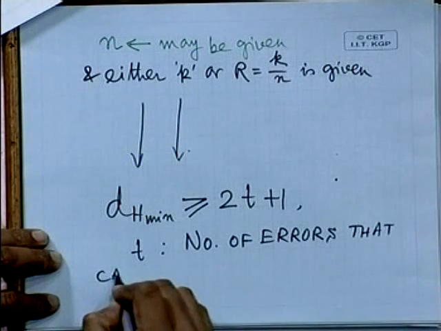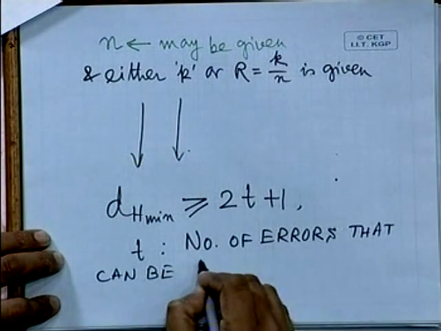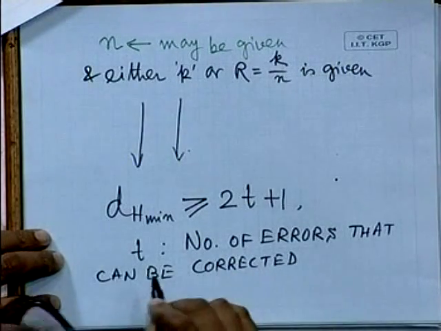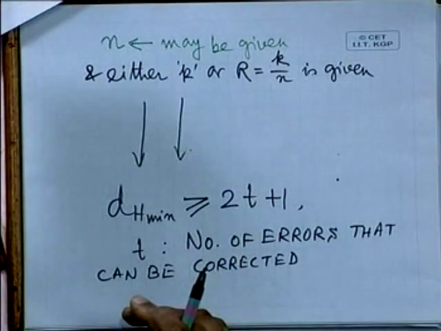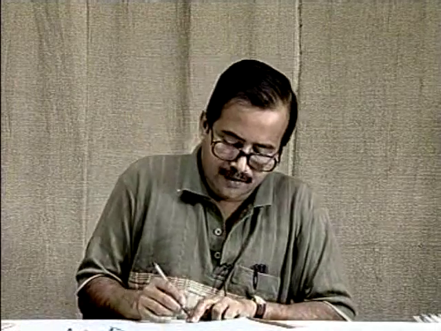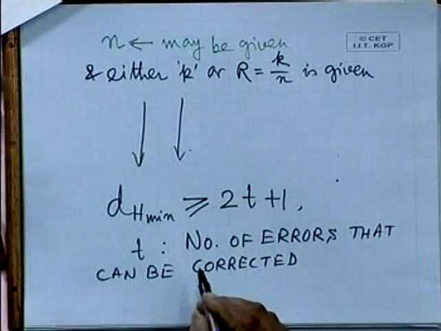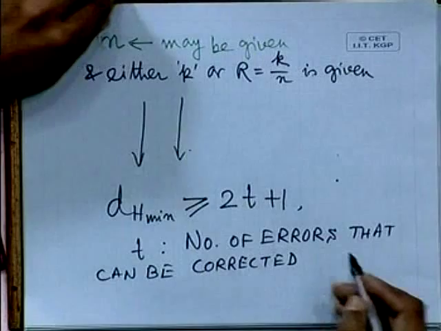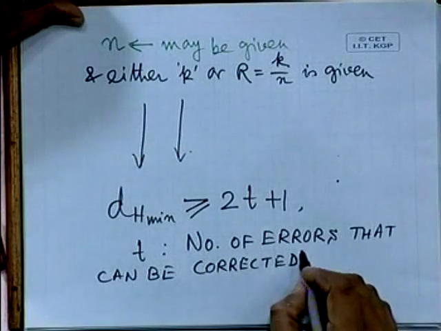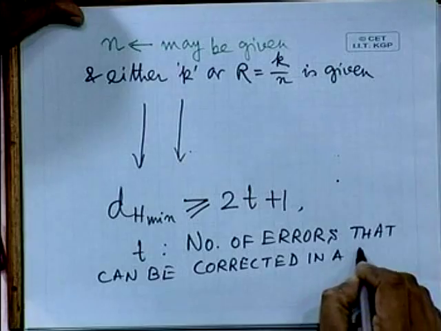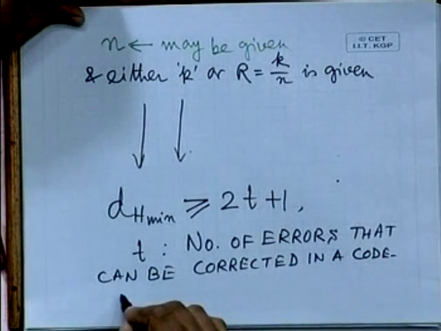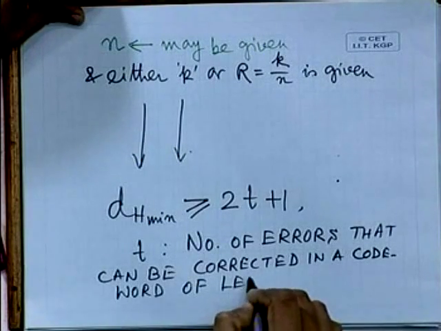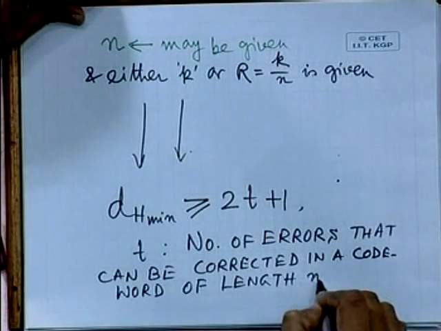that can be corrected, of course not absolutely, with that possibility that still most likely can be corrected. There will still be a possibility that some errors will go uncorrected if suddenly a large number of errors appear. Number of errors that can be corrected in a code word of length n.